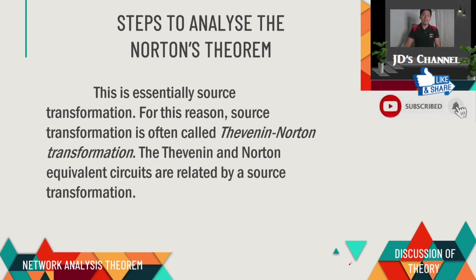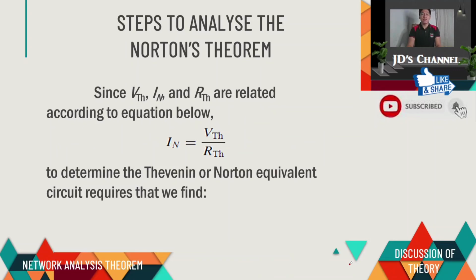For this reason, source transformation is often called Thevenin's-Norton's transformation. The Thevenin's and Norton's equivalent circuits are related by a source transformation. Since VTH, IN and RTH are related according to the equation below, to determine the Thevenin and Norton equivalent circuit, we have requirements. What do we need to understand? What are the requirements to convert using Norton's theorem?